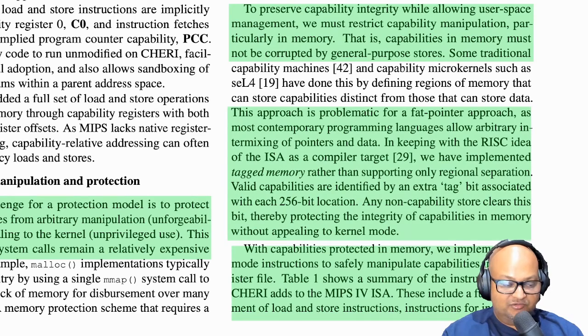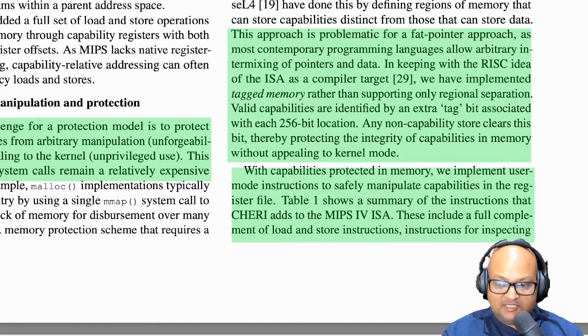And these capabilities are marked with an extra tag bit that is associated with each 256-bit location. Anytime you write to such memory through a channel that doesn't go through the capability coprocessor, this bit is cleared, and then you know that this is not a valid capability anymore. And so that leaves you with only one valid way to manipulate these capabilities, and that's through user mode instructions, these new instructions that are added to the ISA.